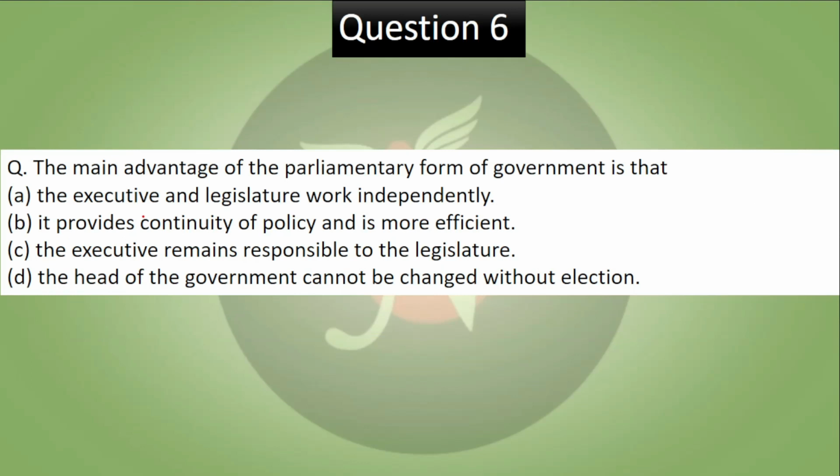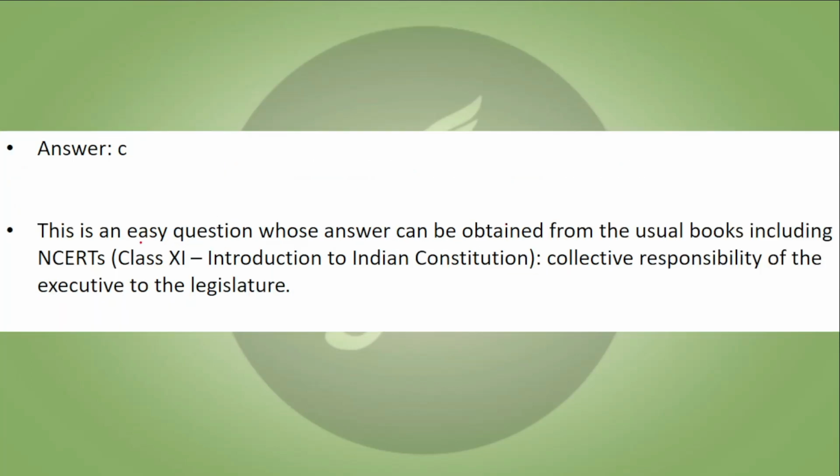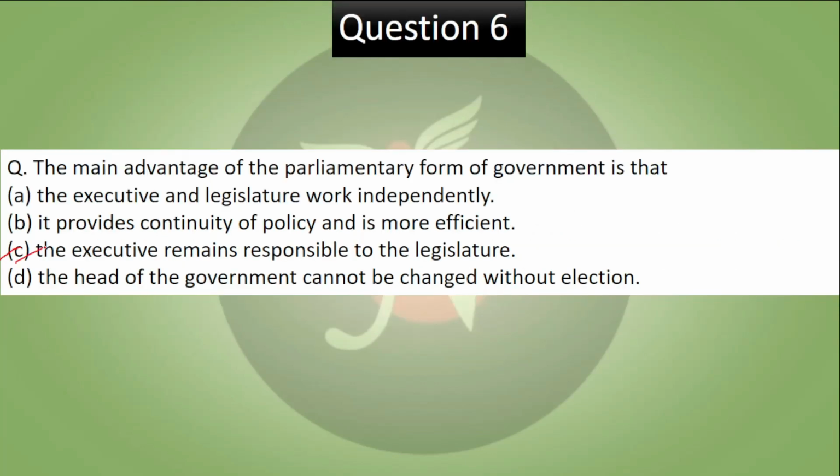Question 6. The main advantage of the parliamentary form of government is that: A. the executive and legislature work independently. B. It provides continuity of policy and is more efficient. C. The executive remains responsible to the legislature. D. The head of the government cannot be changed without election. Pause the video, try to attempt it. Now let's see the answer. So your correct answer to this is C. The main advantage of parliamentary form of government is that the executive is responsible to the legislature and the legislature sits in the parliament. This was an easy question, and if you have read class 11th NCERT, you could have attempted it correctly.